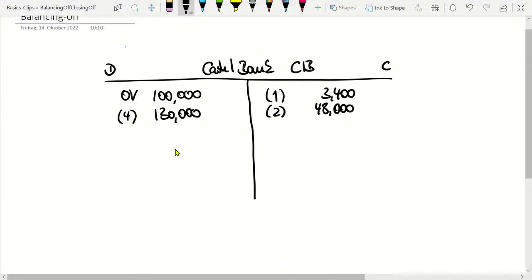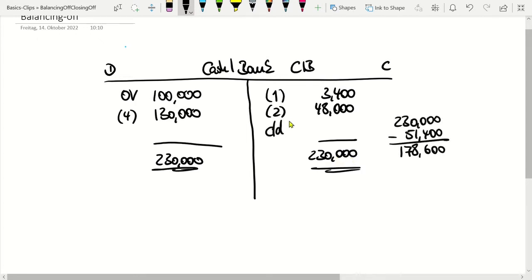To balance off an account requires that we calculate on both sides how much will be the total. As you can see, the value on the credit side is lower. That's the reason why we ignore it. How much do we have to add to the credit side so that on both sides the total will be 230,000? We must add on the side where the total is lower the difference of, in this case here, 178,600. Now both sides will add up to 230,000.